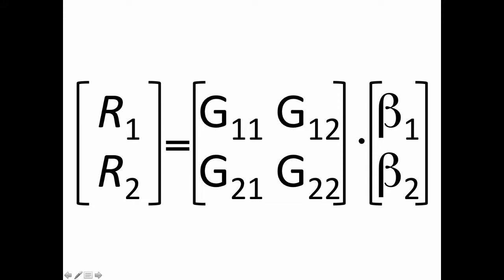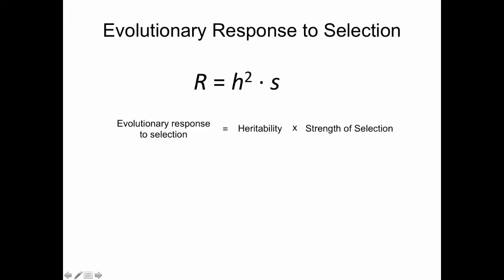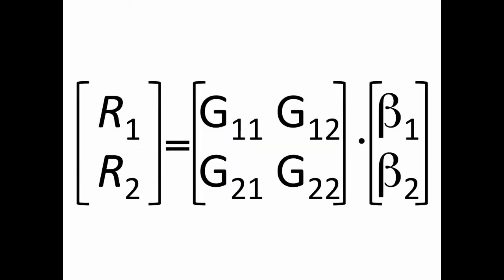Beta 1 and 2 is directional selection acting on trait 1 and directional selection acting on trait 2. And so these are basically taking the place of S in the previous equation. And so the way this works, this is matrix algebra. G11 times beta 1 plus G12 times beta 2 quantifies what's happening to trait 1. G21 times beta 1 plus G22 times beta 2 quantifies what's happening with trait 2.